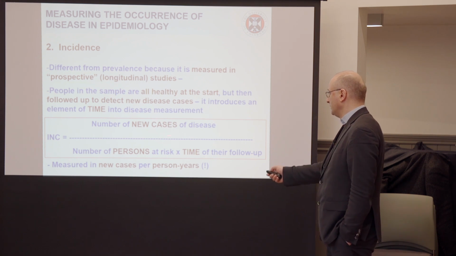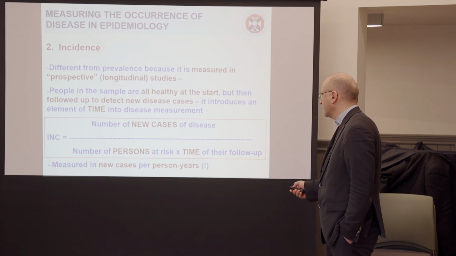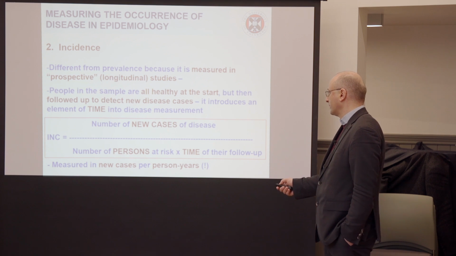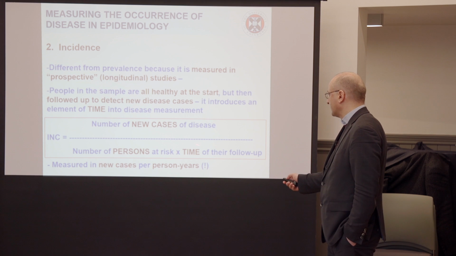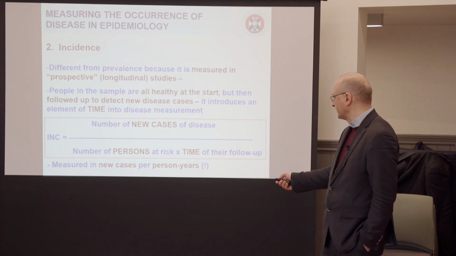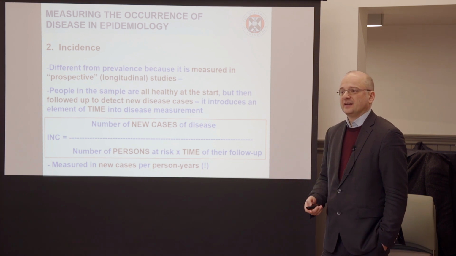And this is why you have to measure it. Look at the unit. Number of cases, so that's just the number, over number of persons, so that's again a number of persons, but time, years. So person years. Incidence is measured in person years.